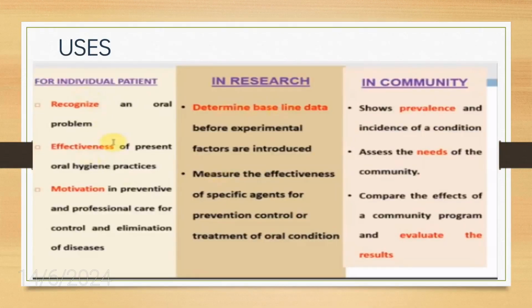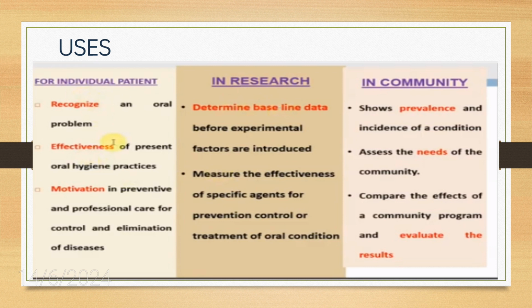Let's move on to the uses of indices. It is used for individual patient, in research and in community. For individual patient, it is used to identify the oral problem, that is in the recognition of oral problem of individual patient. And the next one is the effectiveness. It is used to assess the success of correct oral hygiene practices of individuals and to motivate the individuals in preventive and professional care, that is to encourage the preventive and professional care to control and eliminate diseases.